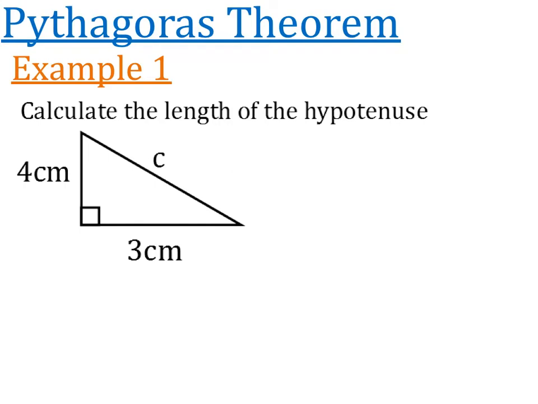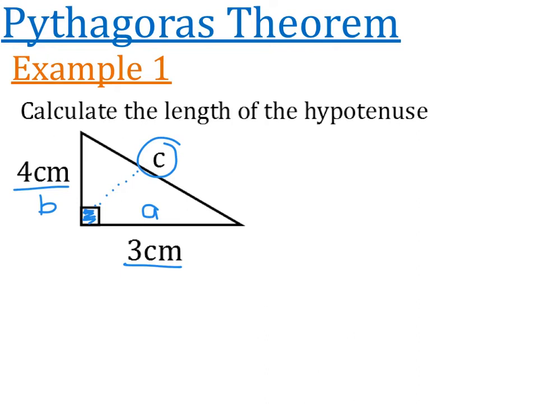All right, here we go. Calculate the length of the hypotenuse. So here's the hypotenuse right here, side C, because here's the right angle, and directly across there is the longest side. So we've got one side down here, which is 3 centimeters. I'm going to call that side A. And I've got another one over here, which is 4 centimeters. I'm going to call that side B.